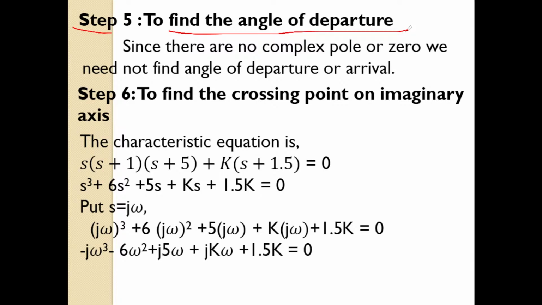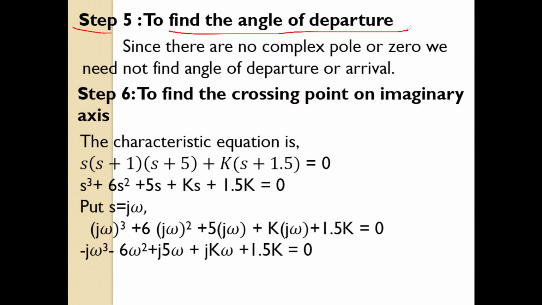Arrival is where the root locus meets the zero. If the root locus is meeting the zero, that is known as angle of arrival. We don't have complex zeros here, so in any other problem, if there are complex zeros, then you will understand what is meant by angle of arrival. So now step number 5 is not required. Why? Because there are no complex poles.